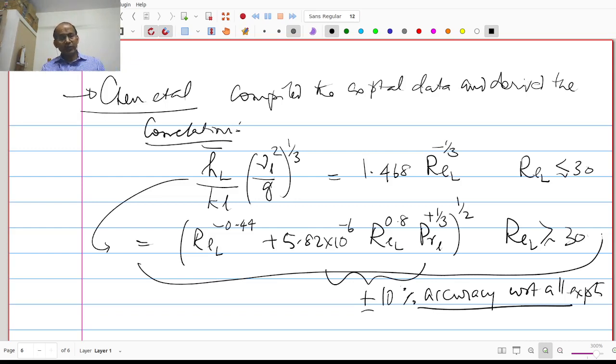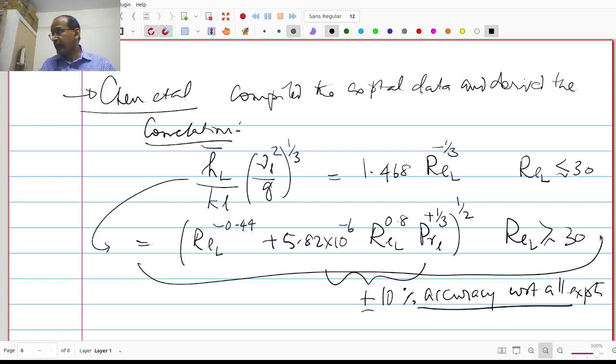So this is a good correlation, but there is a problem with it. In most of the cases when we are dealing with film condensation, the unknown that we have is the mass flow rate of the falling film, and this Reynolds number is a function of the mass flow rate. So the Reynolds number is unknown. You cannot calculate the Nusselt number in terms of the Reynolds number. We neither know h_L bar nor know Re_L, and so the whole process becomes a trial and error process.